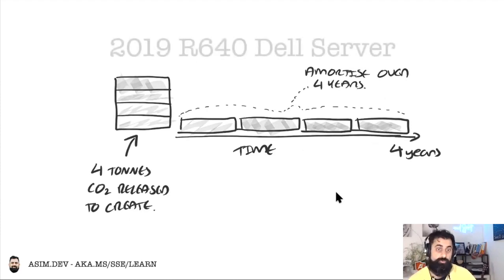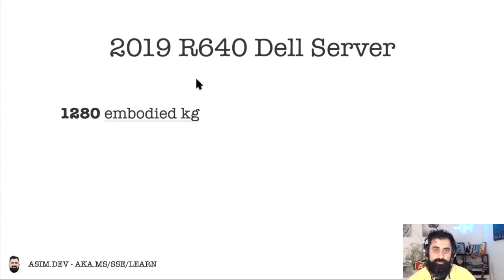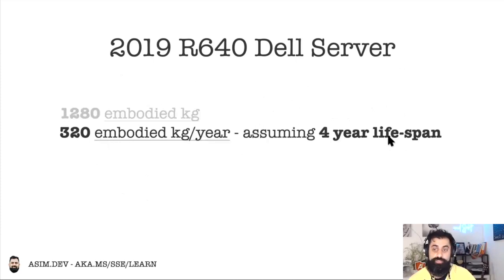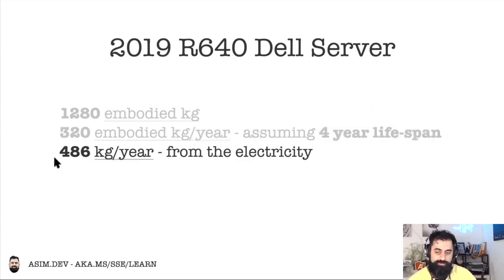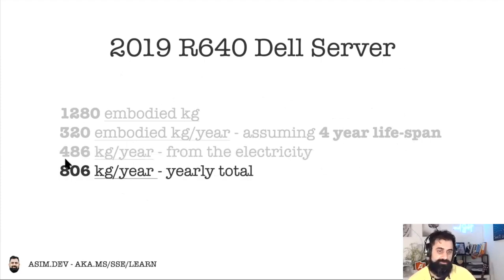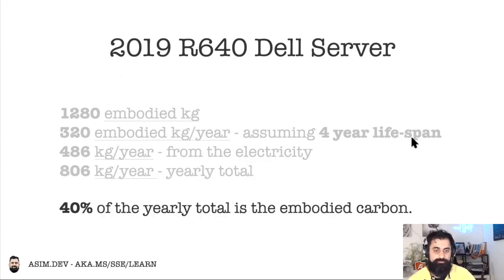Oh, there's an actual worked example for one server. The embodied carbon of this specific server is 1.2 tons. If you assume a 4-year lifespan, that's 320 kilograms a year. Assuming the EU electricity mix, and assuming it's running at 100%, it's 486 kilograms from the electricity. So the yearly total is 806 kilograms per year. That's how you calculate it for that one, assuming a 4-year lifespan. And so 40% of the yearly total is from the embodied carbon. So it's significant. It's not nothing.